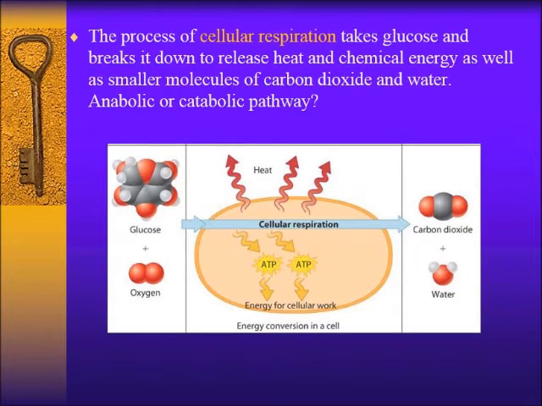Let's take a look at a couple of these pathways in living things. First, let's return to the example of cellular respiration from earlier in the presentation. We know that we start with glucose and oxygen, and we break the glucose down to make ATP and release heat, and in the end we end up with carbon dioxide and water. So this is a pathway that involves taking a larger molecule, breaking it down into smaller molecules, and releasing heat and chemical energy in the process.